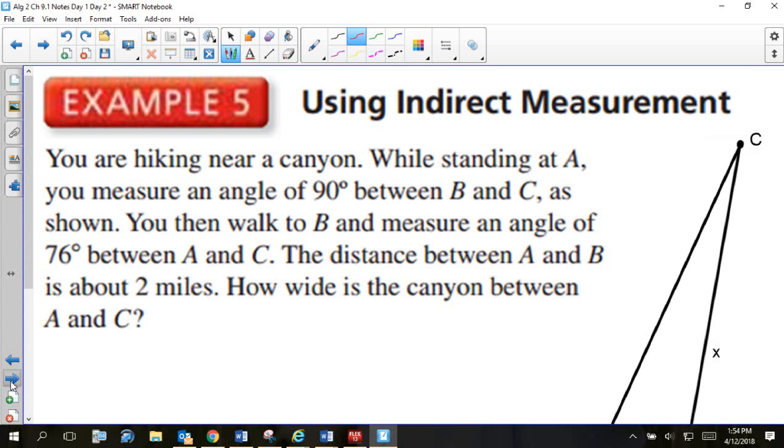So you guys have a picture, mine doesn't have a picture, but you have a canyon, and while you're standing at point A, you're measuring the angle of 90 degrees between B and C as shown, labeled in your picture. Then you're going to walk to B and measure an angle of 76 degrees between A and C. And the distance between A and B is about 2 miles. So how wide is the canyon between A and C?